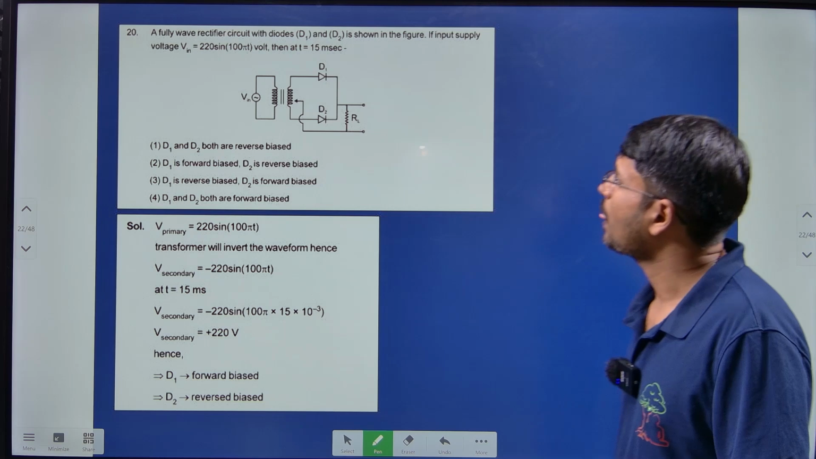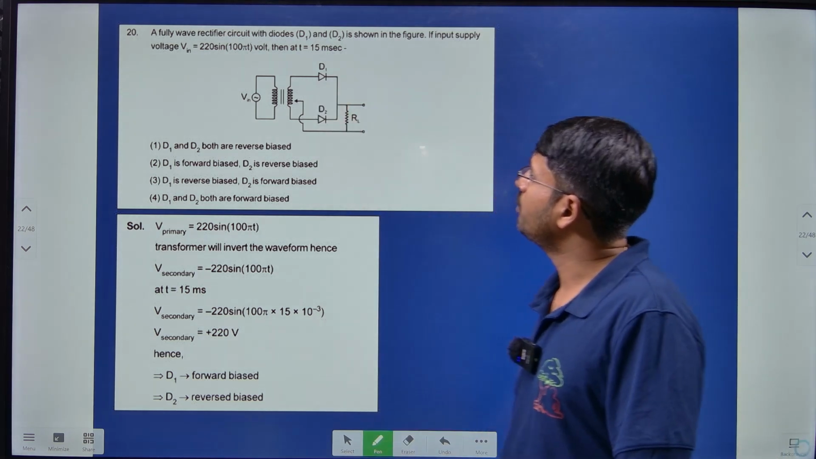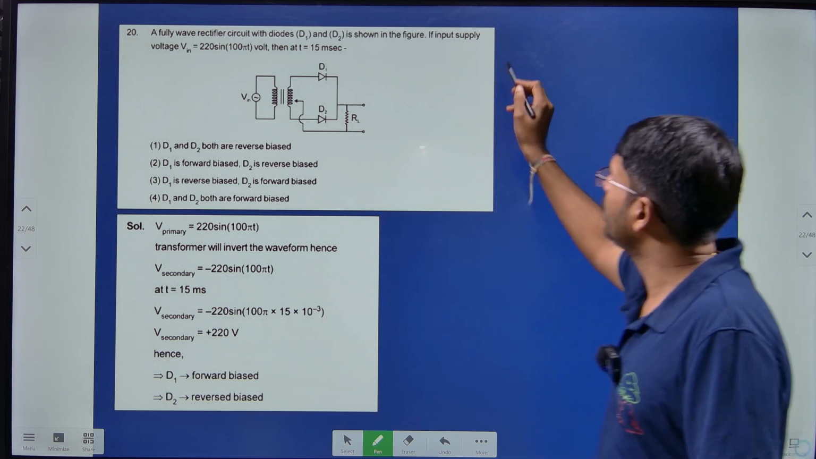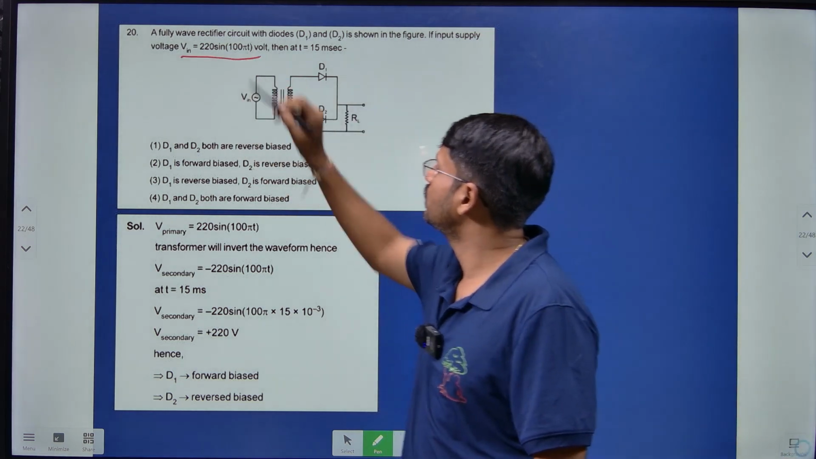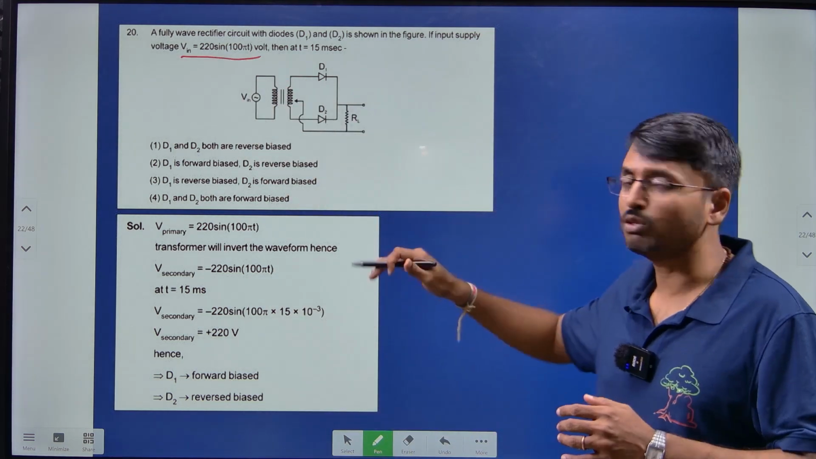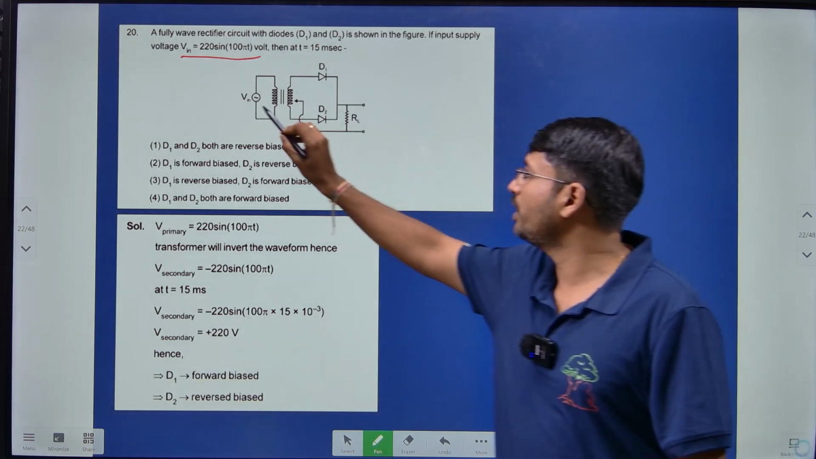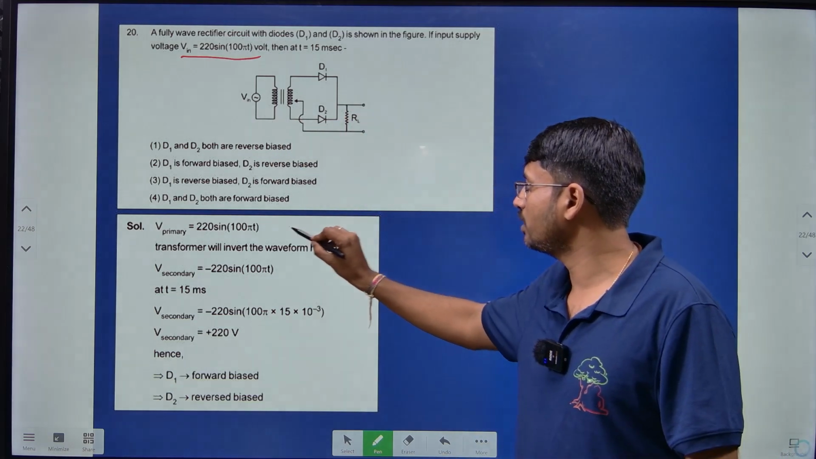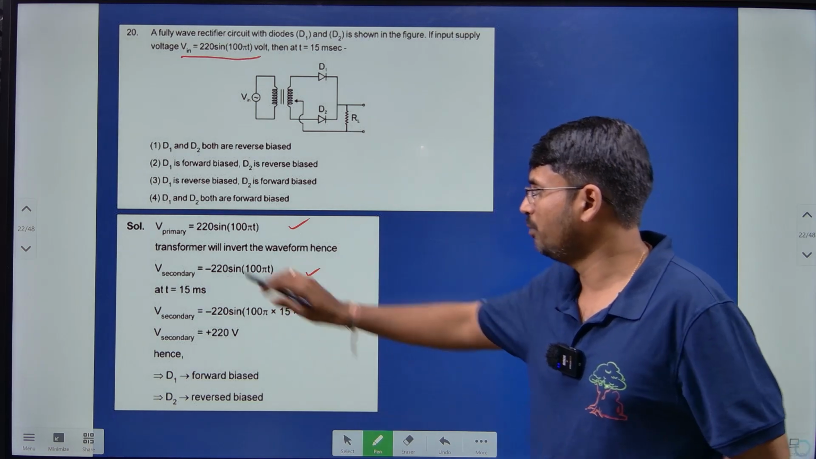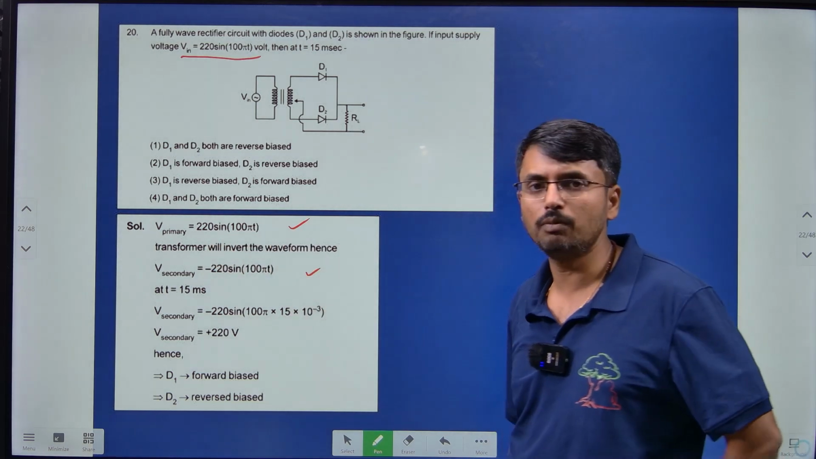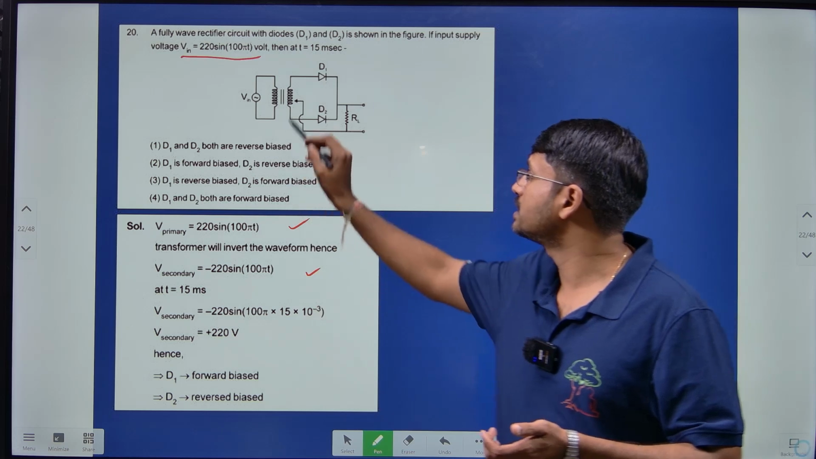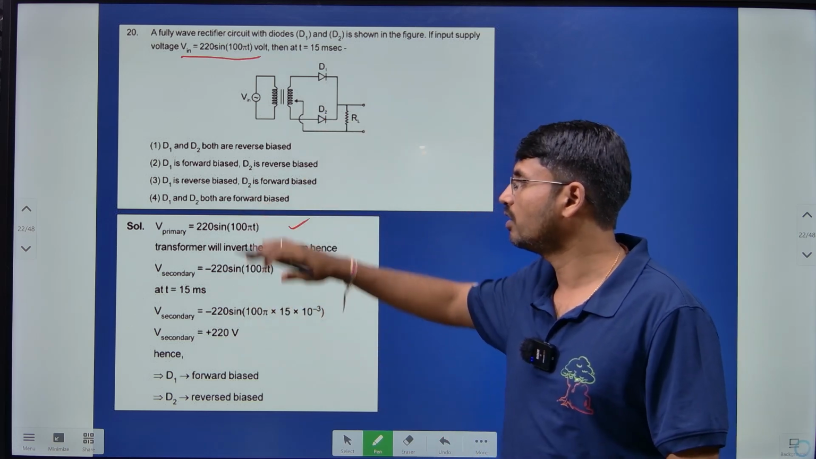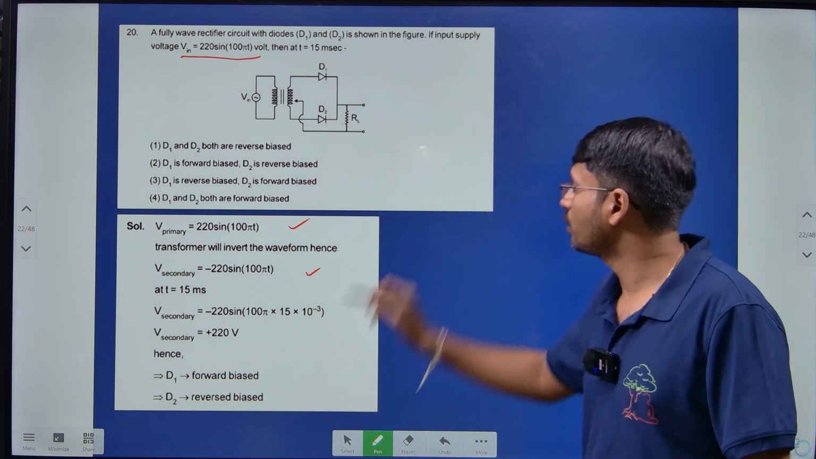Next, a full wave rectifier circuit with the diodes D1, D2 as shown in the figure, if the input supply is given by this. First we have to remember, whenever we are using a transformer, how the input wave and output wave vary. If the primary input is given in this form, in the secondary coil we have an output exactly the same, with the minus sign, something like this.